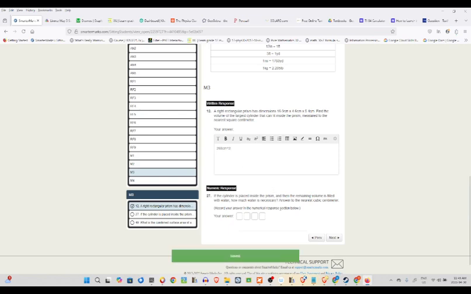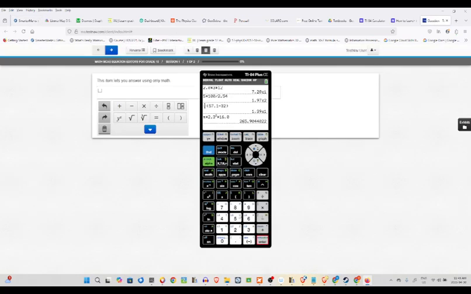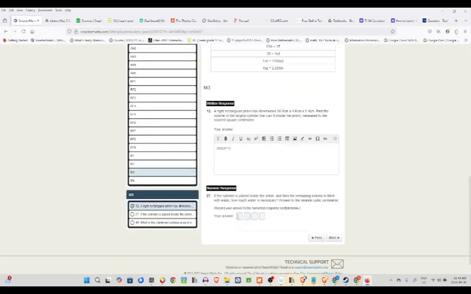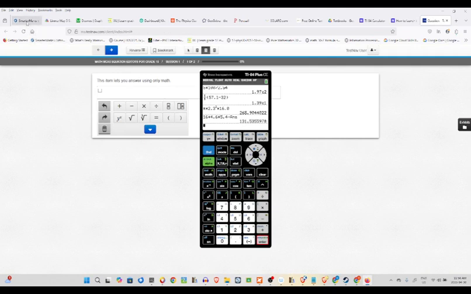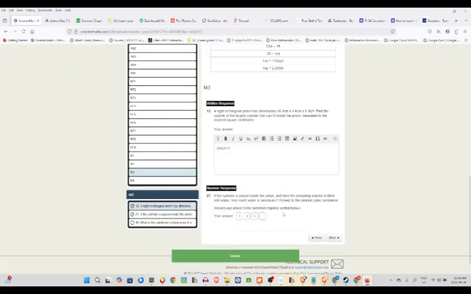If the cylinder is placed in the prism and the remaining volume is filled with water, how much water is necessary? Well, that's the volume of our prism minus the volume of our cylinder. Volume of our prism is 16 by 4.6 by 5.4. And from that, we subtract the volume of the cylinder that we just got. 131.53559. So it was 131 point something, but we're asked to the nearest centimeter. So that's going to come out to 132.